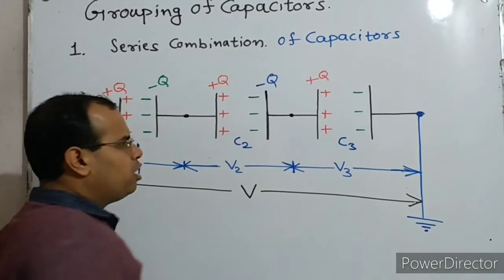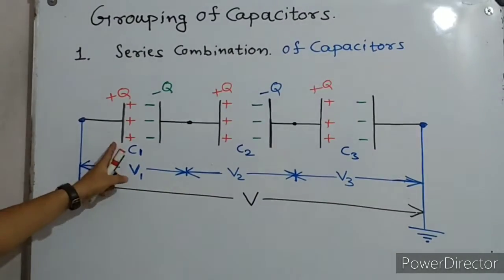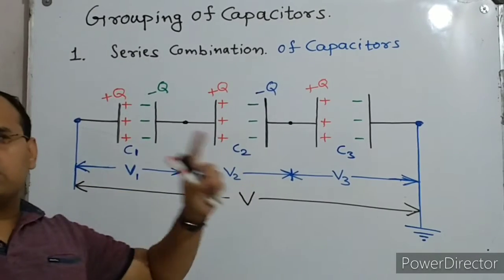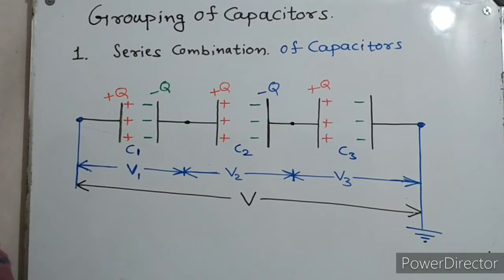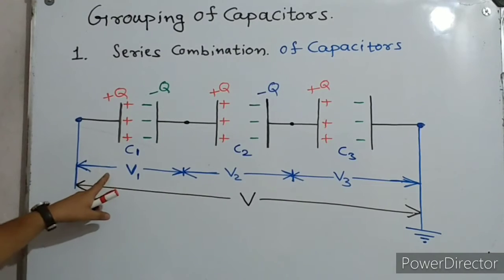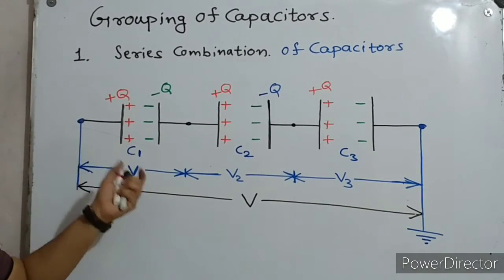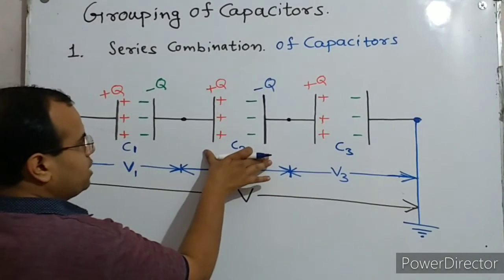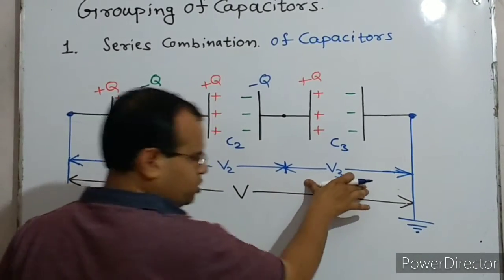and so on. Now you can see here that because there is only one path, the charges which are induced or produced over the plates of the capacitors are the same. So here the charge is constant for all the capacitors, and because the capacitance is different, there is a difference in the potential difference across the capacitors. Across the first capacitor the potential difference is V1, across the second capacitor it is V2, across the third capacitor it is V3.